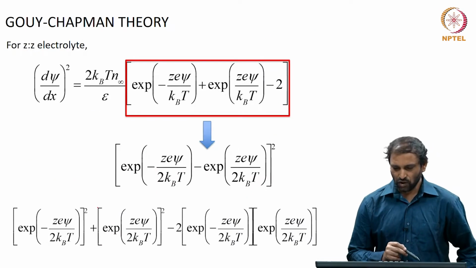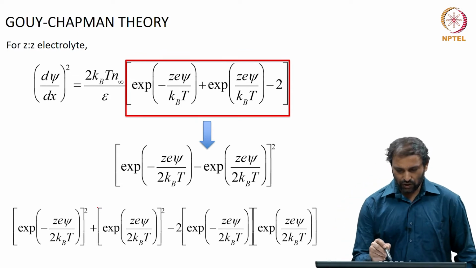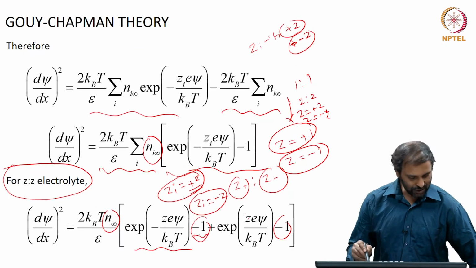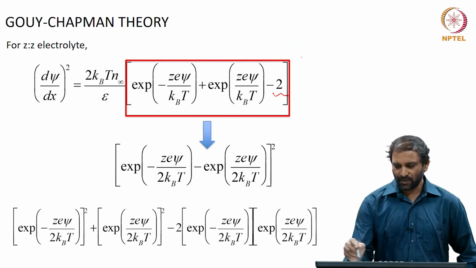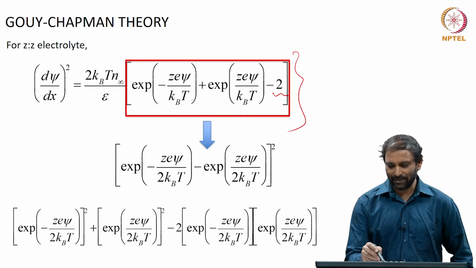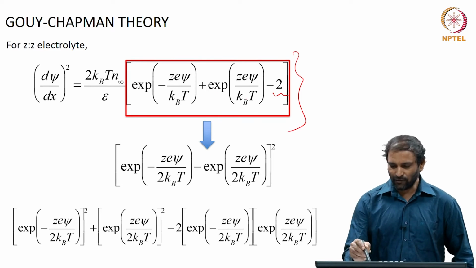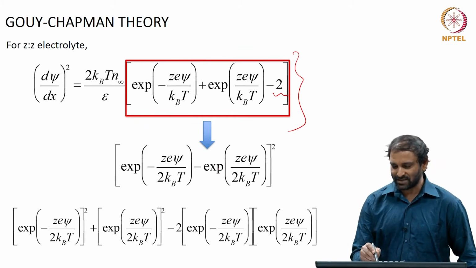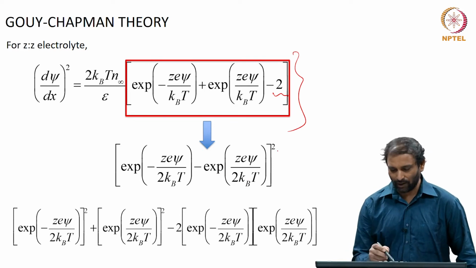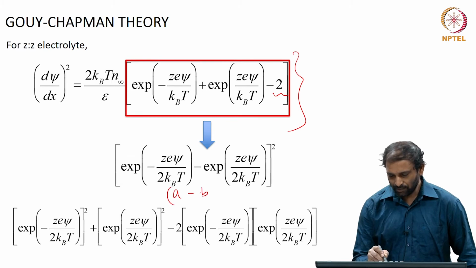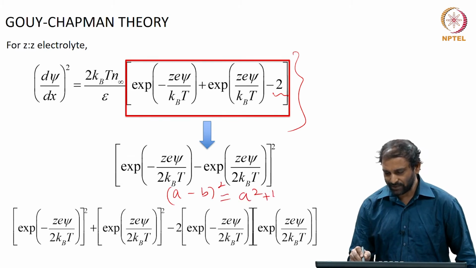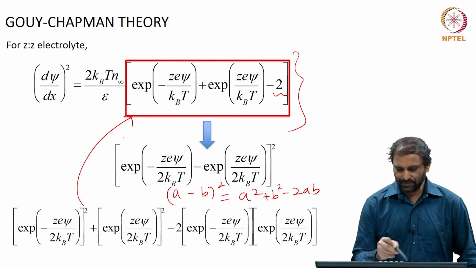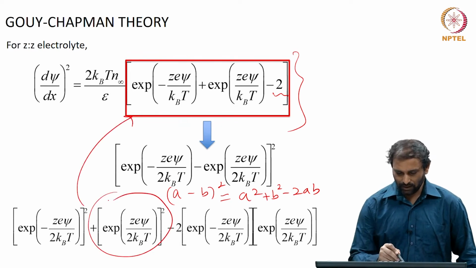Now that we have this, this is what we had earlier. There is a -1 here and a -1, that becomes -2, and in the parenthesis you have exponent of minus Zeψ divided by kBT plus exponent of Zeψ by kBT. If you look this up, you can write this as exponent of minus Zeψ divided by 2kBT, minus exponent of Zeψ divided by 2kBT, whole square. This is of the form (a minus b) whole square, which is the same as a² plus b² minus 2ab. Therefore, I can recover this expression, so that I have the first term whole square.